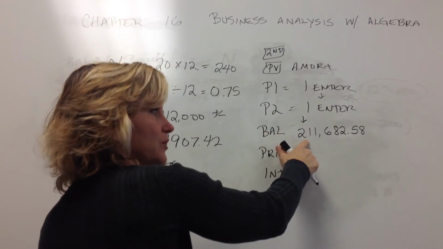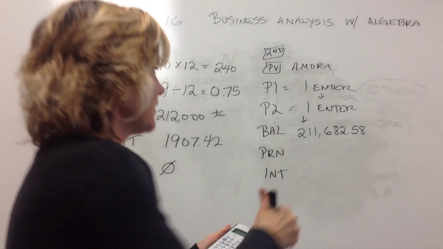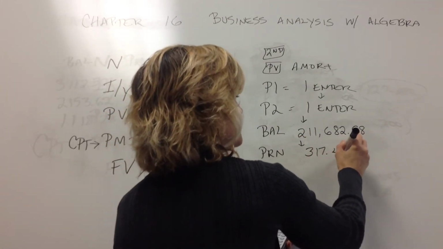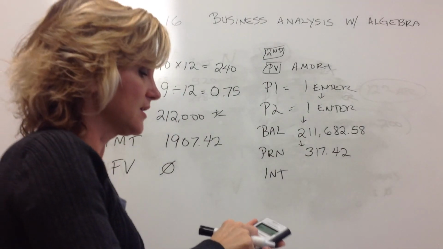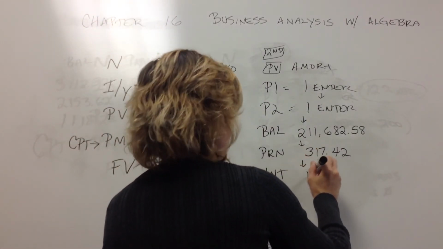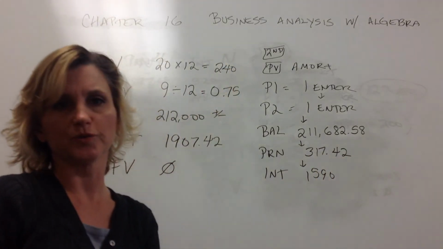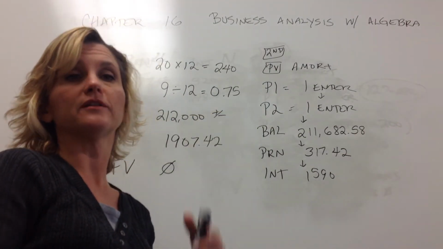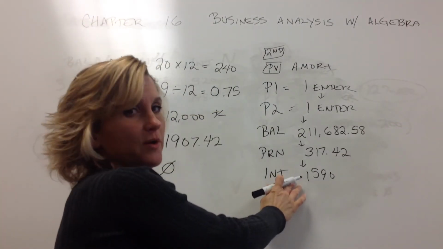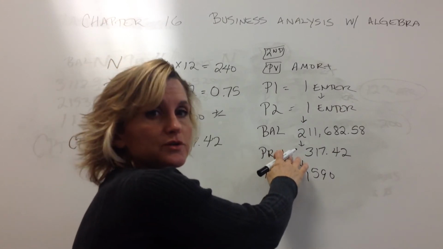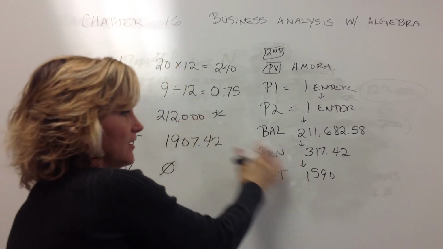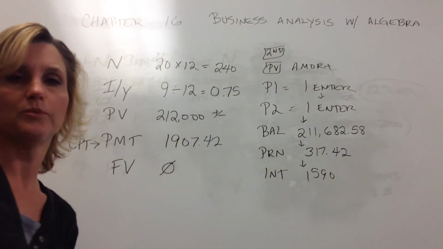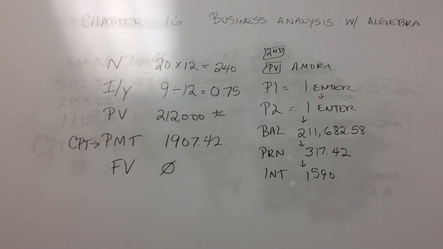So they started with a $212,000 balance. After one payment, they've reduced it a little. If I arrow down again, it tells me how much it was reduced. $317.42 reduced the principal balance. And then if I arrow down one more time, $1,590 went to interest. So you can see when you're dealing with a mortgage over a long period of time and you're making those monthly payments, so much of that monthly payment goes to interest and so little goes to reducing the principal. So that's kind of the nature of our mortgage system. So then that's what we would put in as our first payment.